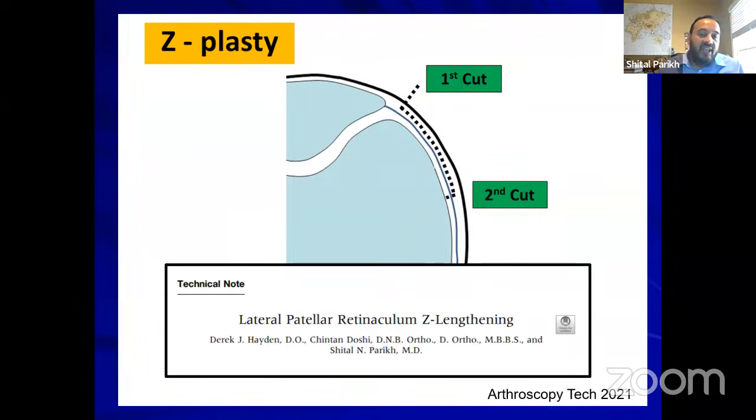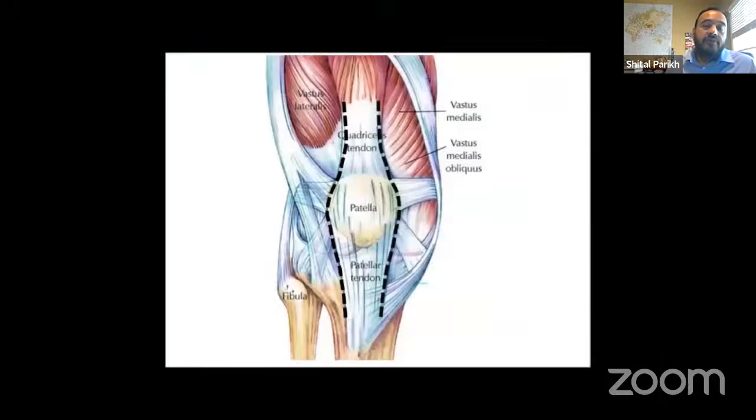And this is the technique paper that we wrote in 2021. All these technique papers are open access on the journal. The journal is Arthroscopy Techniques, so all videos are open access, so it's easy for you to see it. We have several videos. We have one with the lateral retinacular Z lengthening. We have a quadriceps plasty video. We have a video of MPFL reconstruction with guided growth on that platform.